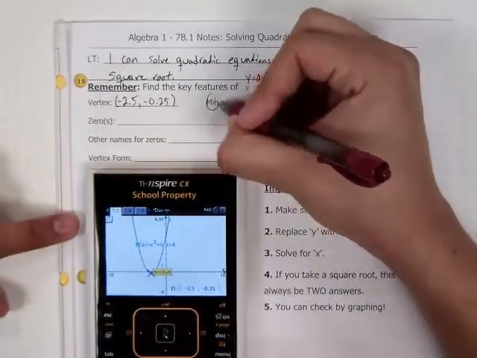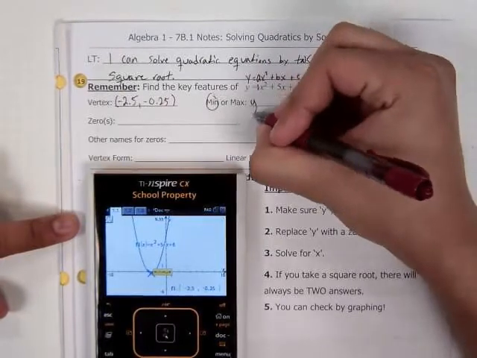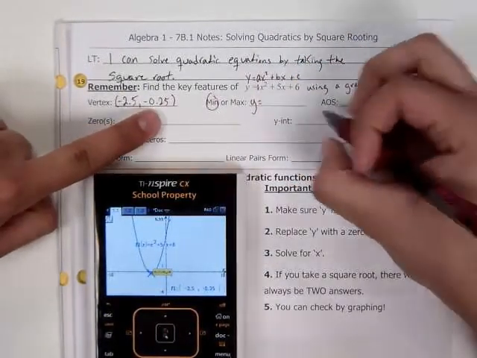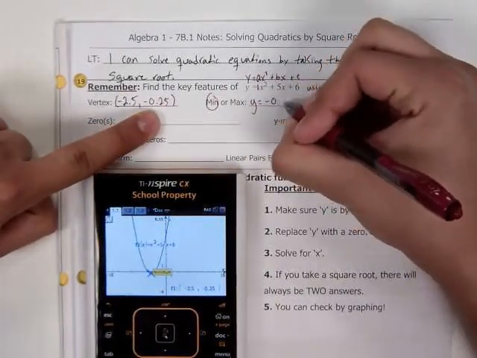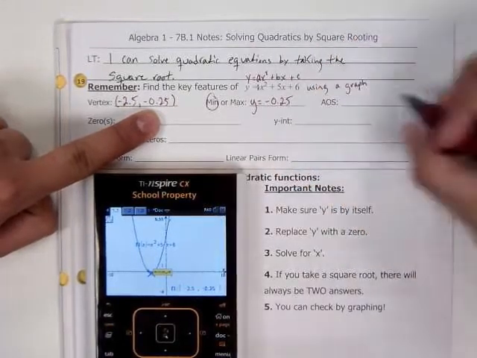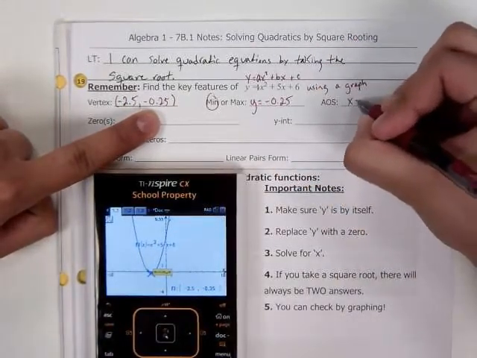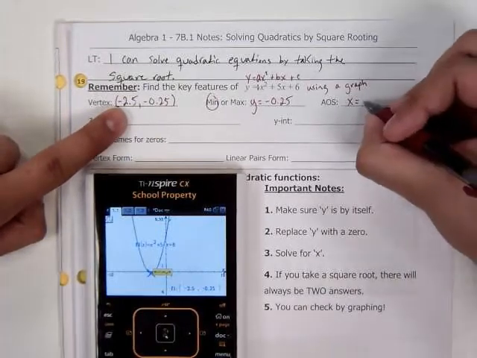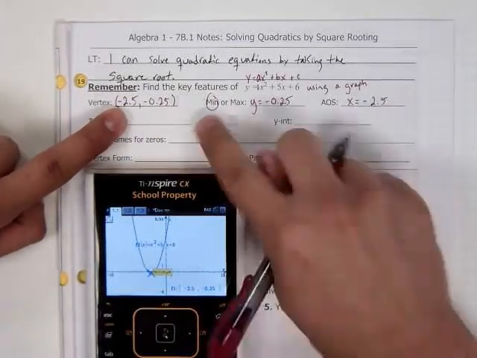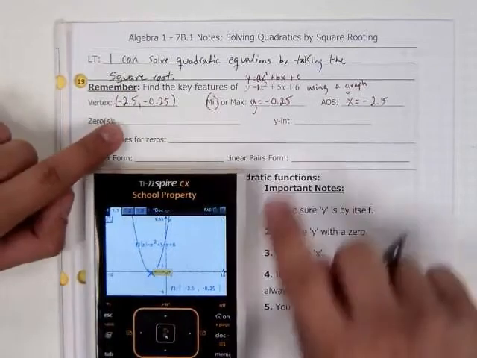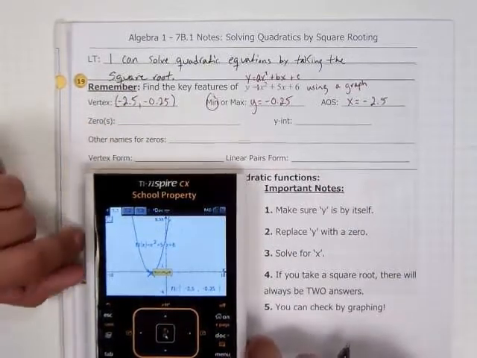So we know we have a minimum. Our min and max always starts with y equals, and it's always the y value of the vertex, negative 0.25. Our axis of symmetry always starts with x equals, and it's the x value of our vertex, negative 2.5. So those three are always related. If you can find the vertex, you know your other two values.